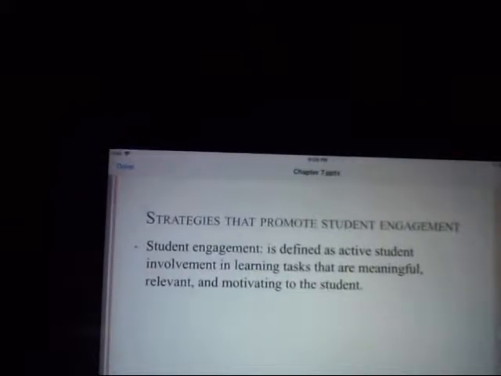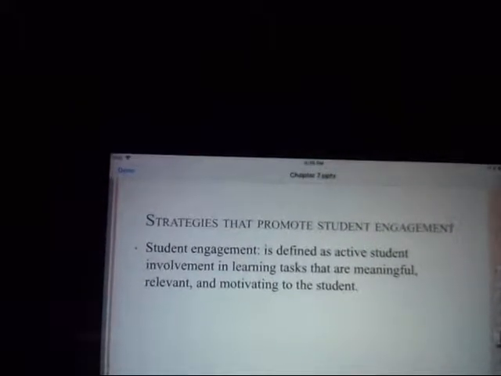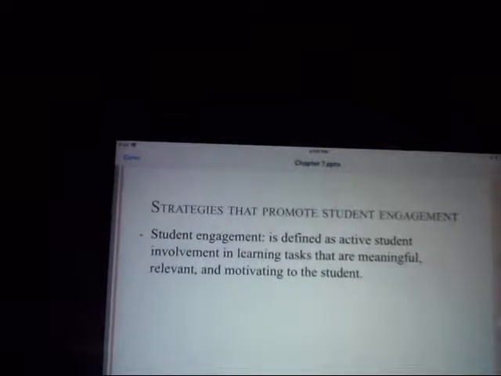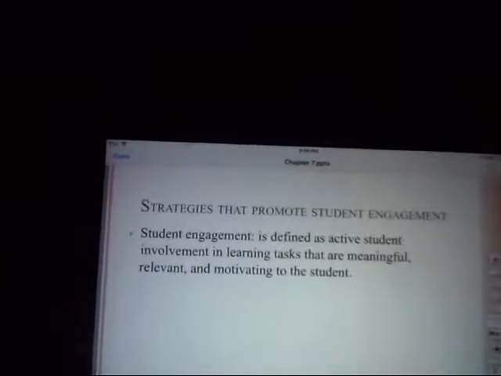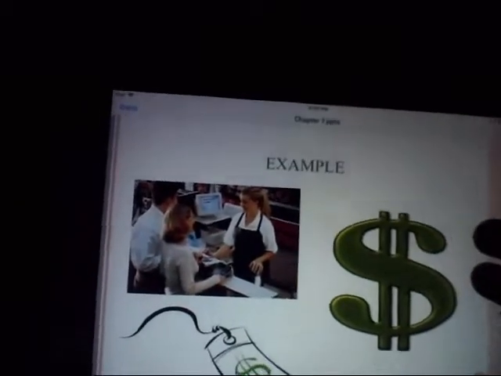Strategies that promote students' engagement. It also talks about student engagement. Student engagement is defined as active student involvement in learning tasks that are meaningful, relevant, and motivating to the student. Okay, example. So what does this mean?